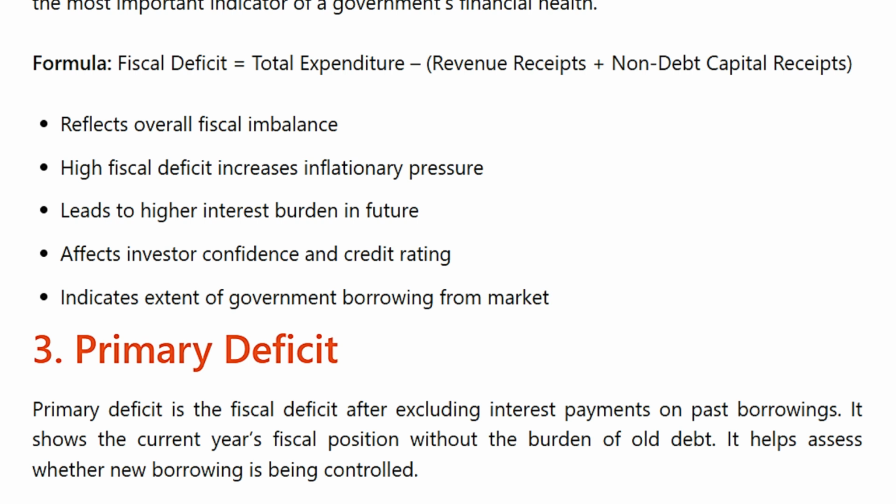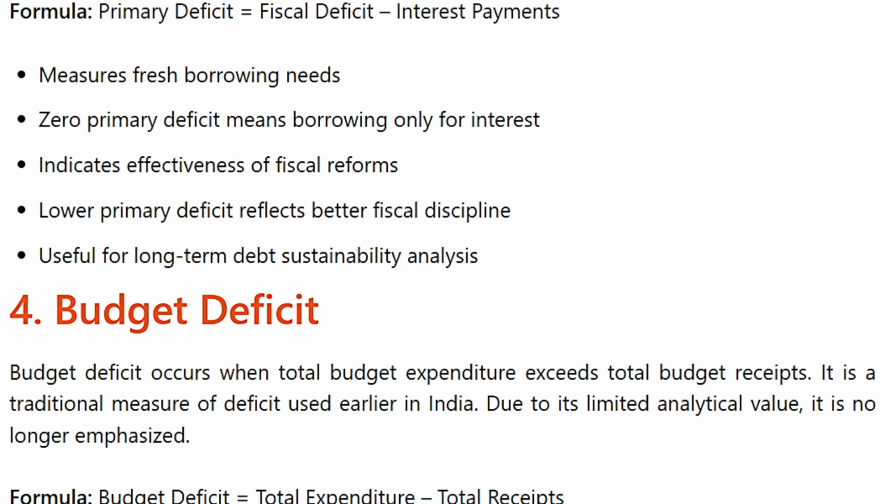Primary deficit. Primary deficit is the fiscal deficit after excluding interest payment on past borrowing. It shows the current year's fiscal position without the burden of old debt. It helps assess whether new borrowing is being controlled. Formula: primary deficit equals fiscal deficit minus interest payments. Measures stress on borrowing needs. Zero primary deficit means borrowing only for interest, and indicates effectiveness of fiscal reforms. Lower primary deficit reflects better fiscal discipline and is useful for long-term debt sustainability analysis.